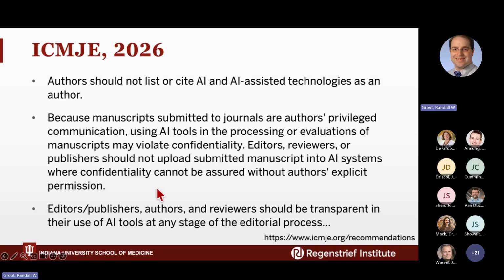Another part people sometimes ask about is the reviewing process. If you're asked to review articles, what about using AI tools? In response, they had said, because manuscripts submitted to journals are privileged communication, using AI tools in the processing or evaluations of those may violate confidentiality. So editors, reviewers, and publishers should not upload submitted manuscripts into AI systems where confidentiality cannot be assured without the author's explicit permission. And editors, publishers, authors, reviewers, they should all be transparent.